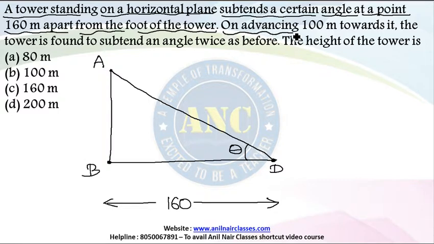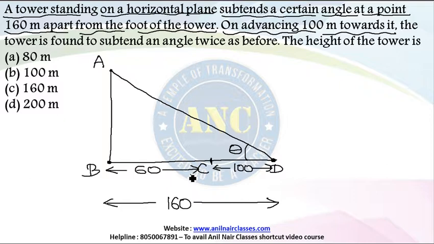On advancing 100 meters towards the tower, right now I am at a point D. I will advance 100 meters towards the tower. That means this particular point I will call point C. This value is given as 100 meter. Out of total 160, if CD is 100, BC should be the remaining 60. Diagram is not drawn to scale. You are seeing here that 60 looks greater than 100 in this case, right?